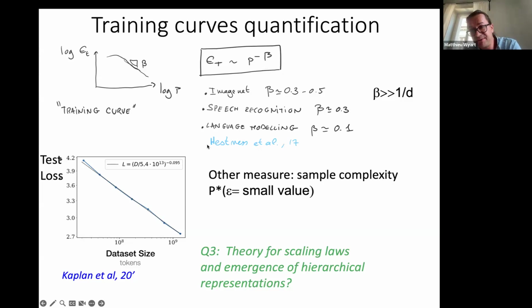So in this presentation, I will be talking about power law scaling laws, this exponent beta, but in the first part of the talk I have another way to characterize success. It's sample complexity. Instead, you fix some level of error, epsilon, on the test set, and you ask what is the minimal number of data I need to reach such an error. In this talk, it's P star, the sample complexity. Say epsilon is 10% or something like that. But we want to think about theories for large language models of scaling laws, fixing those exponents, and at the same time describing how you learn hierarchical representations.